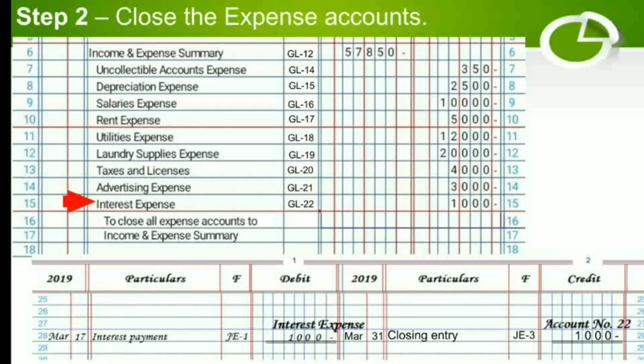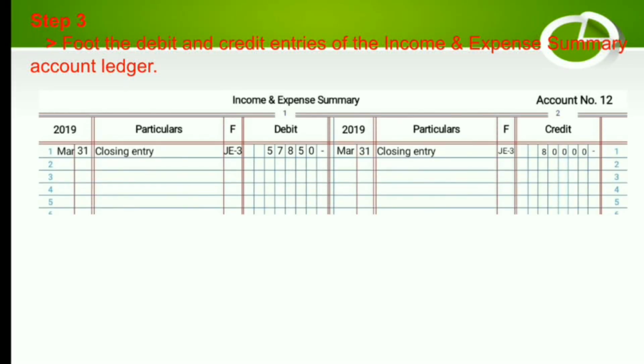At this point, all the expense accounts of Davao Laundry Services have been closed to the temporary account income and expense summary. And with that, we are all set to move on to the next step, and that is step number 3. Step number 3 actually has two procedures. And first of that is to put the debit and credit entries of the income and expense summary account ledger. And here's now the income and expense summary account.